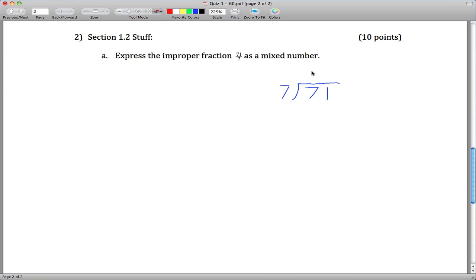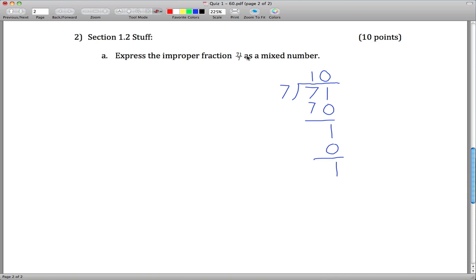7 goes into 7 one time. 1 times 7 is 7. Bring down the 1. 71 minus 70 is just 1. 7 goes into 1 0 times. 7 times 0, just 0. 1 minus 0 is 1. So you end up with 10 with the remainder of 1.